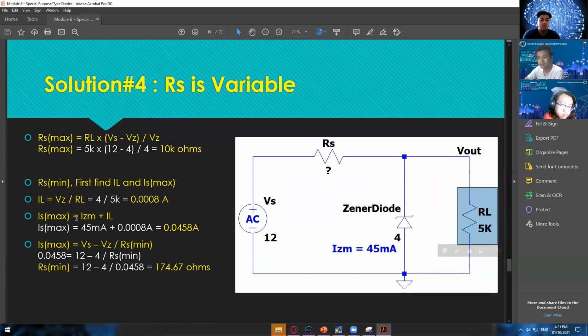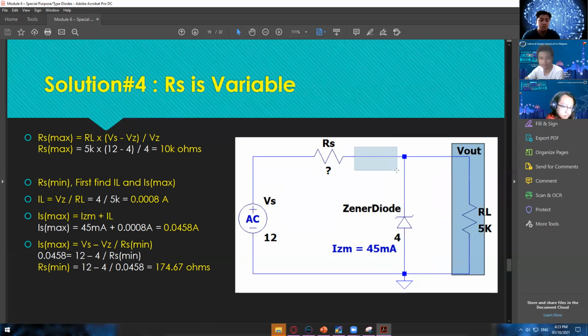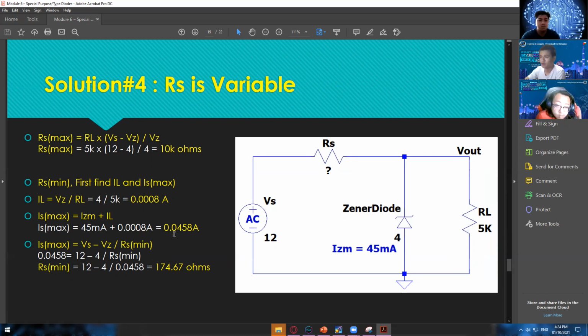And then for the IS max, this one is also quite straightforward. All you do is add the current that is flowing in here and in here, and then you'll be able to get the IS max. So that's 45 milliamps plus 0.0008 amps, which is the value of IL right here. So it will give us a result of 0.0458 amps.